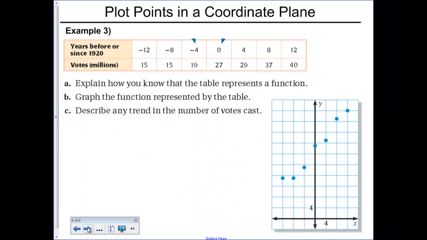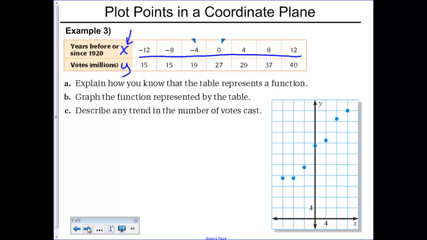Example 3. They give us a table. They want us to explain how you know the table represents a function. So when the table is written in a horizontal fashion, usually the top number is x, that's the input, the bottom number is y. So for each input, we should have only one output matching. So what we do is we scan through here and see, are there any duplicates of my input?